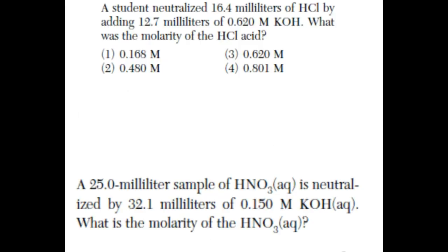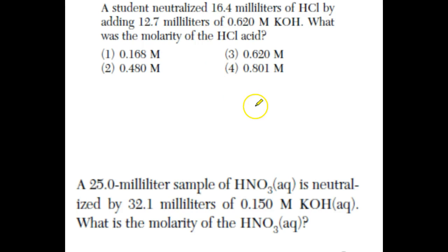All right, so here are 2 Regents examples of titration questions. The first one is: a student neutralized 16.4 milliliters of hydrochloric acid by adding 12.7 milliliters of 0.620 molar potassium hydroxide. What is the molarity of the HCl acid? So if you're watching at home, pause the video and solve this problem.